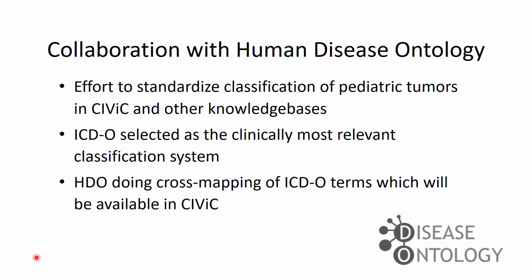And I mentioned earlier that we work very closely with the Human Disease Ontology. This is an ontology system that was selected by CIViC for tumor classification. So we work with this group to ensure that there is appropriate classification available for pediatric tumors. For now, we selected ACDO as a classification system that we would like to use when we curate our variants. So we worked with HDO to make sure that it becomes available in HDO and therefore also available in CIViC.